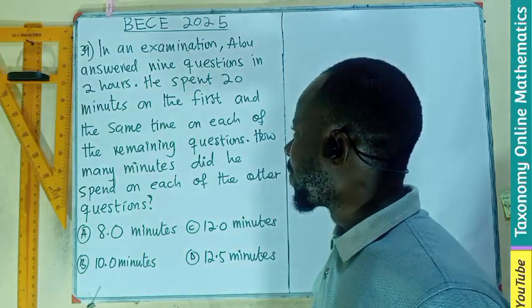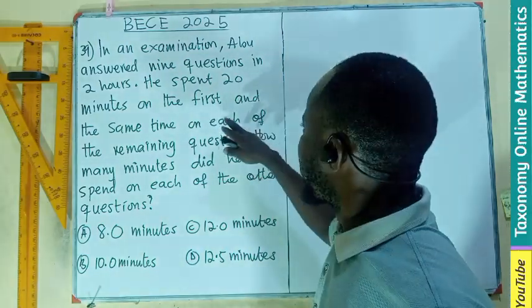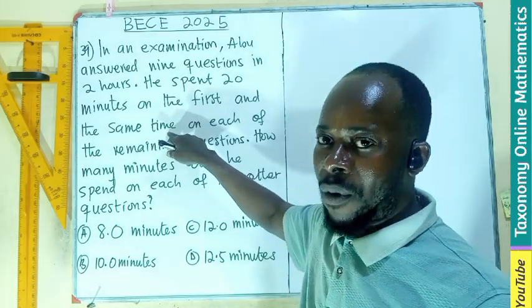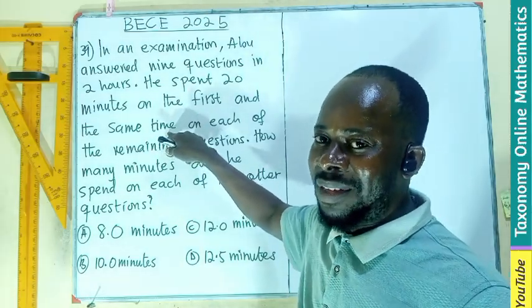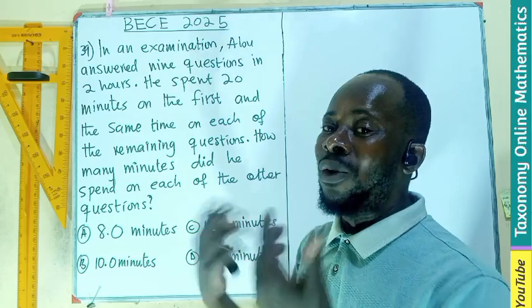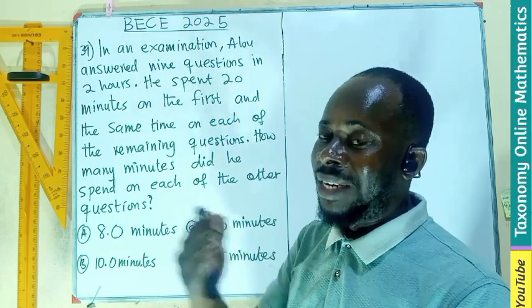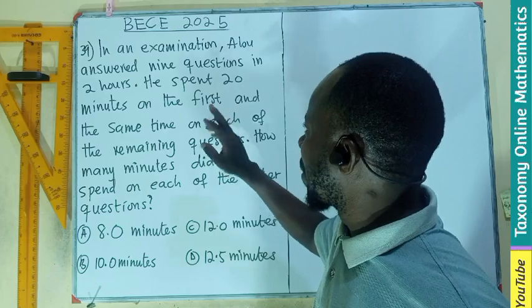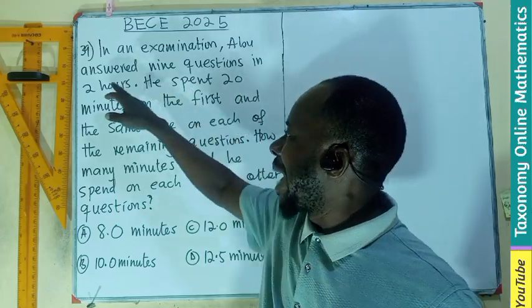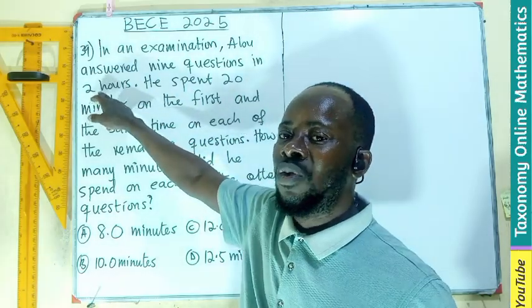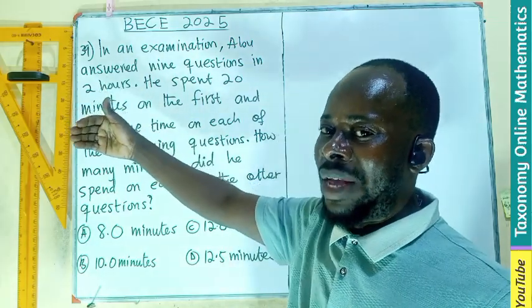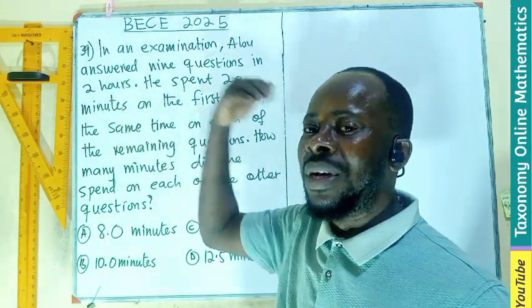So let's see from here, the same time which we are looking for. The same time simply means that it is going to be an unknown, so we can use a variable to represent that time. Then if on the first question he spent 20 minutes out of the 2 hours, it means we need to know the 2 hours also expressed in what?